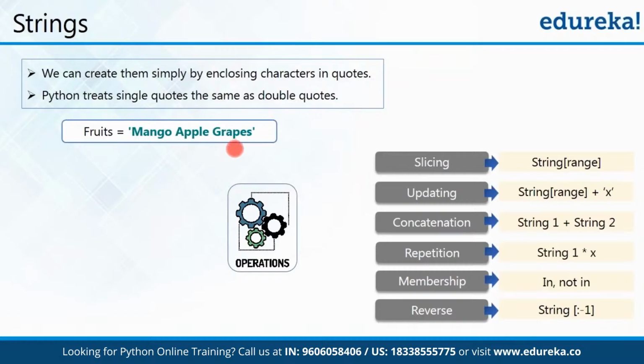Over here, we have a string in which we have mango, then space, apple, then space, and then grapes. And like lists and tuples, over here also you can perform multiple operations: concatenation, repetition, membership, reverse, and all those things. So let me go ahead and execute this practically. I'll open my PyCharm once again.